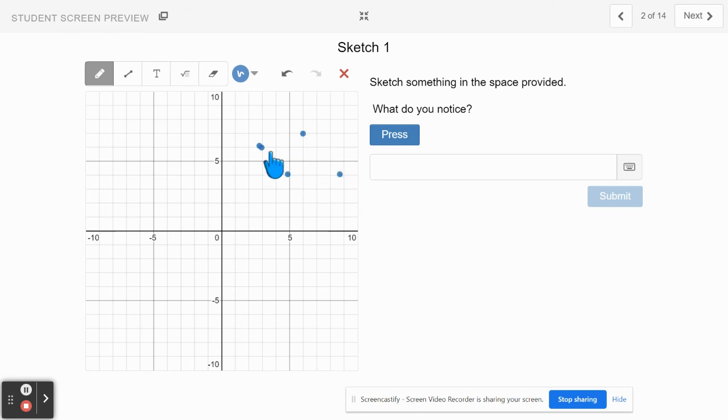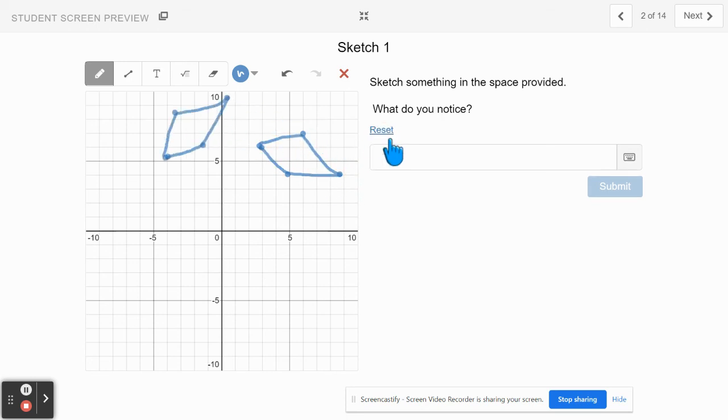All right, and you can use a straight line tool. You can do whatever you want. You can get as creative as you'd like. All right. And, ooh, what did you notice on that one? What did you notice on that one? Let's think about what we just learned. I'll give you a clue. It's going to the left. All right. Very cool. I like that one.